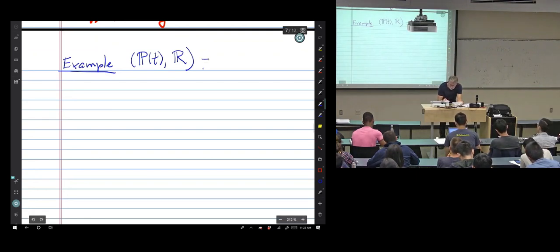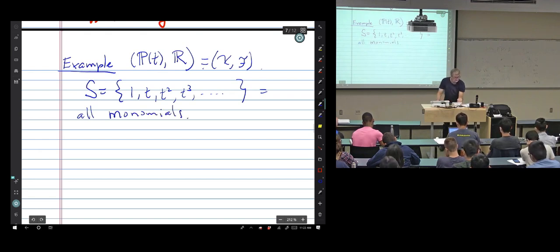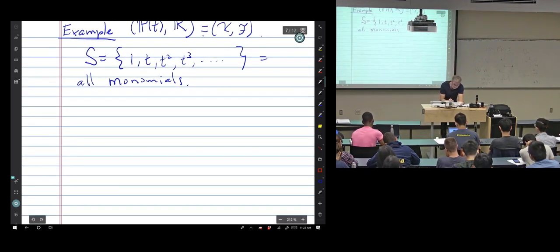So that's my x and my F, just to be clear. I'm going to take a set which consists of the monomials, 1, t, t squared, and so on. Now this superscript does mean power. S equals all monomials, so all powers. And my claim is that S is a linearly independent set.